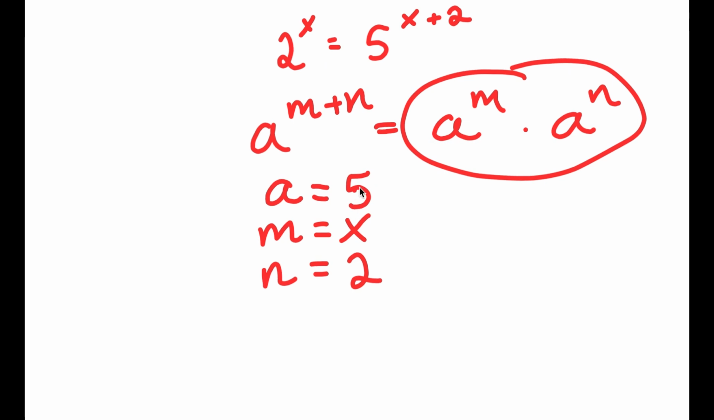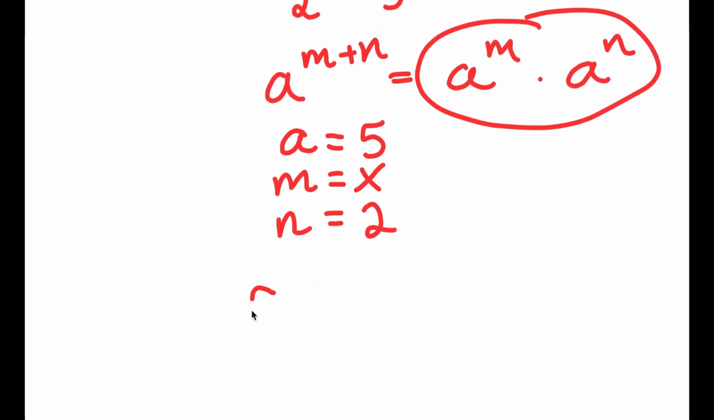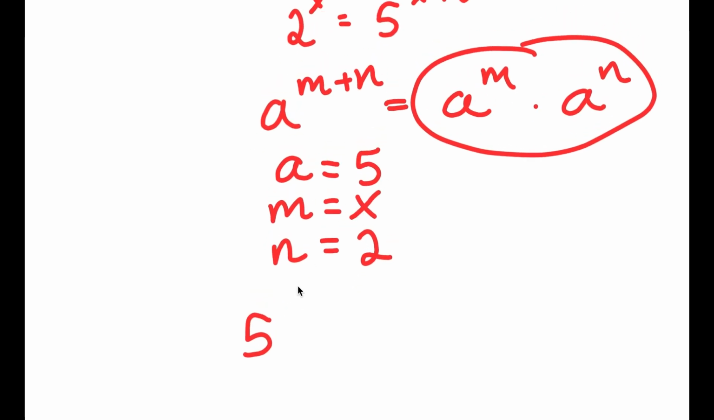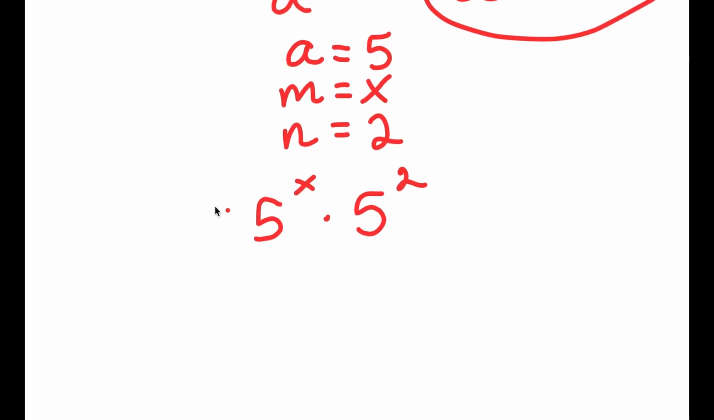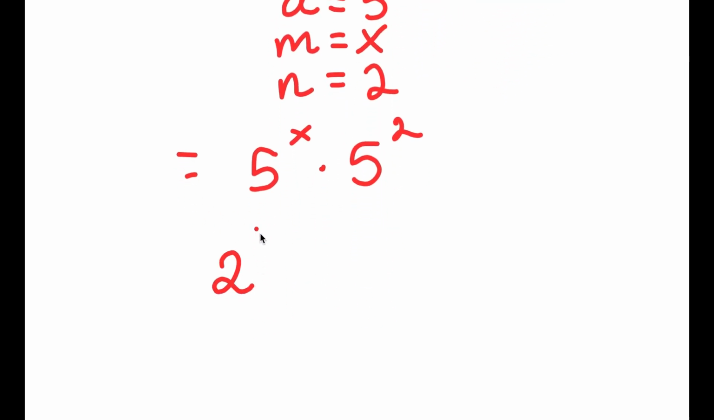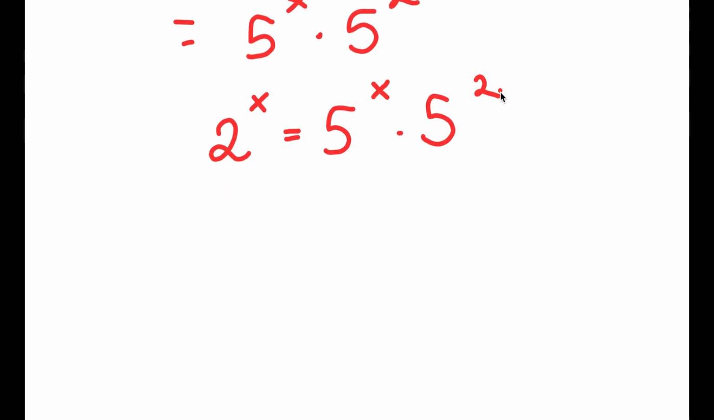So to do that, well, a is 5, so we have 5 to the power of m, which is x, times 5 to the power of n, which is 2. So now we have 2 to the power of x is equal to 5 to the power of x times 5 to the power of 2. And now 5 to the power of 2, we all know that's 25. So now I have 2 to the power of x is equal to 5 to the power of x times 25.